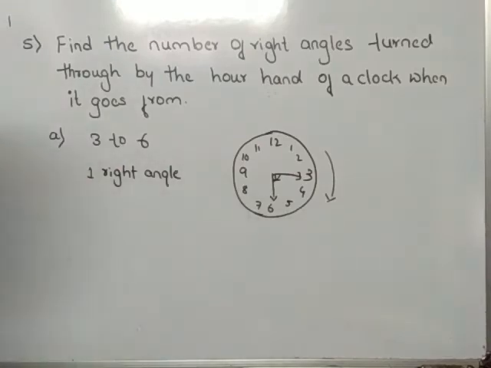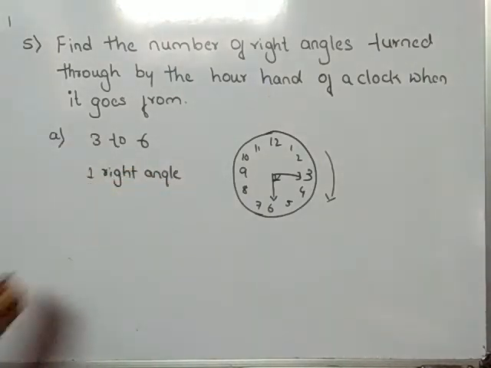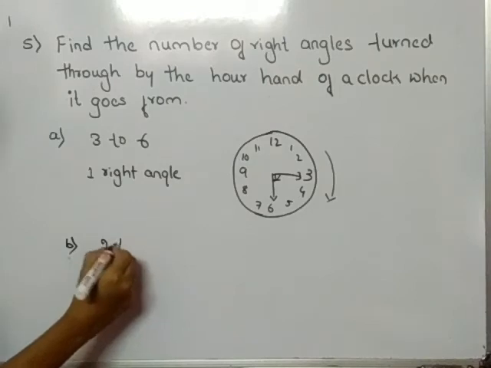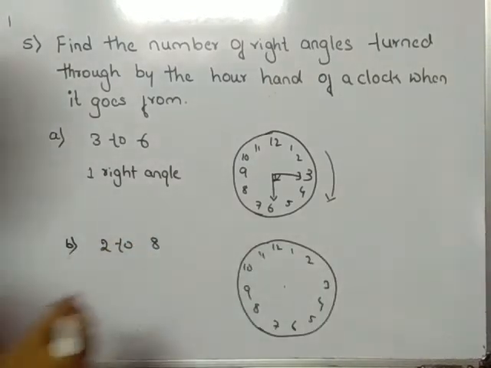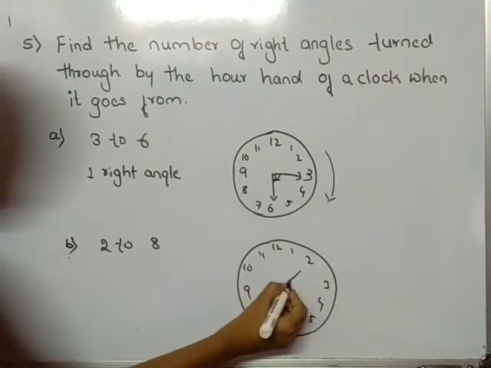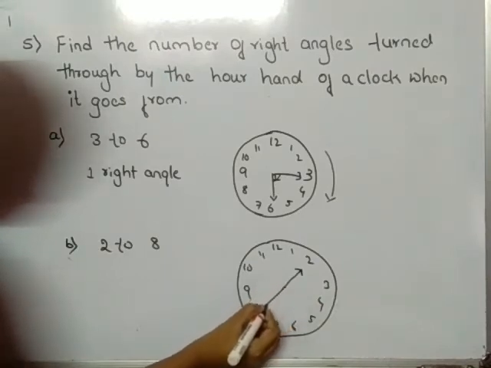And also you can observe that here they did not mention any clockwise direction or anti-clockwise direction, isn't it? So it can move in any direction, either clockwise or anti-clockwise. Here I have considered a clockwise direction. Okay, so we move to the second one, B, that is 2 to 8. The hand is facing towards the 2 and after rotating it is facing now to the 8, right?